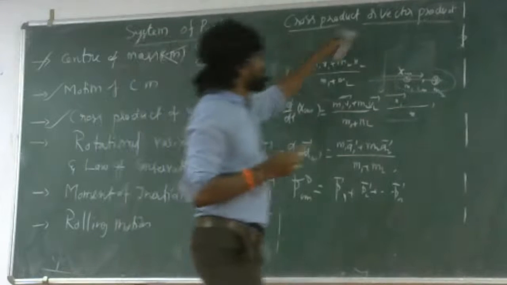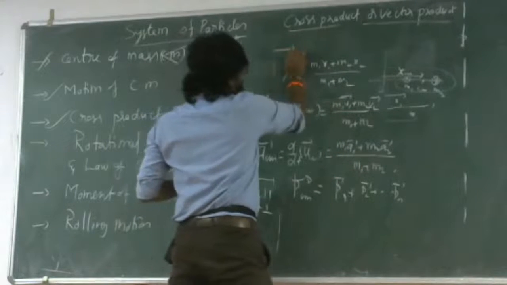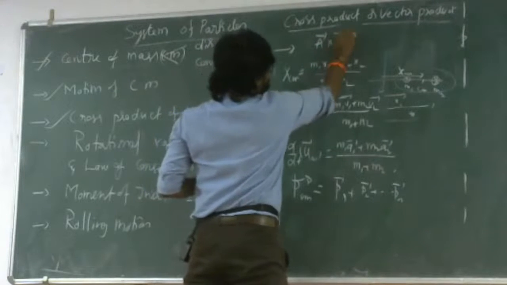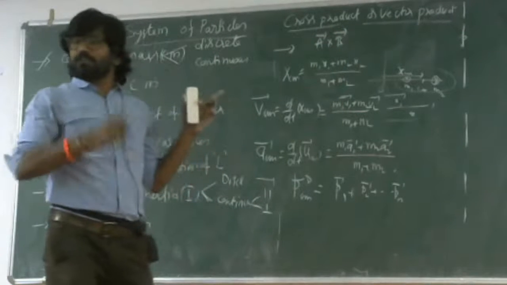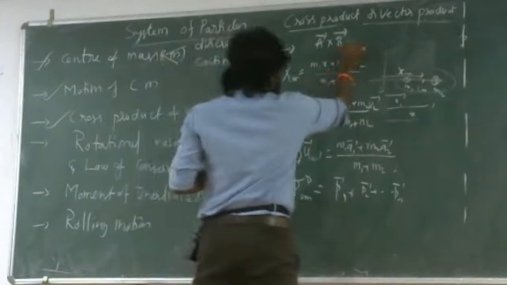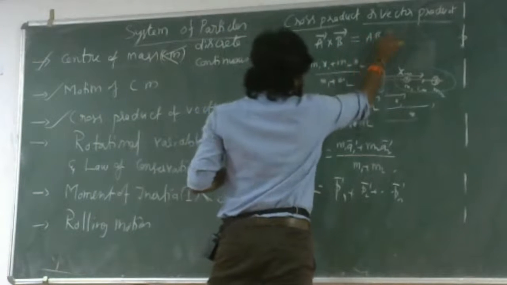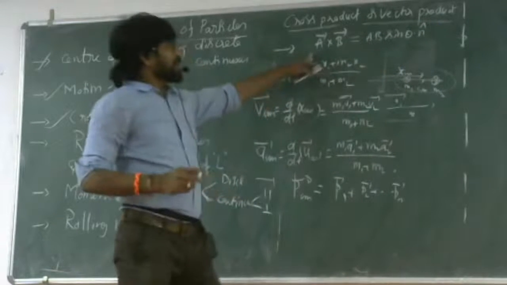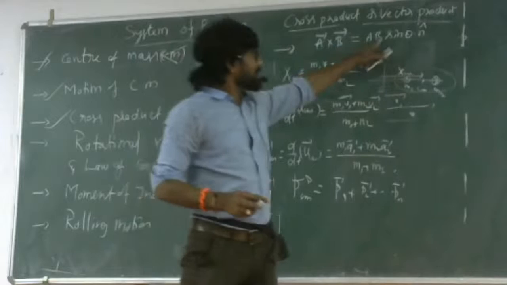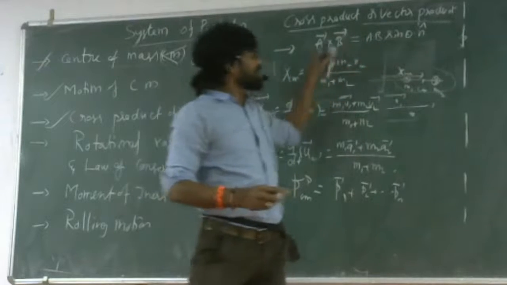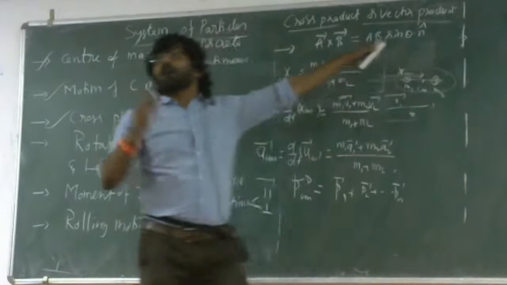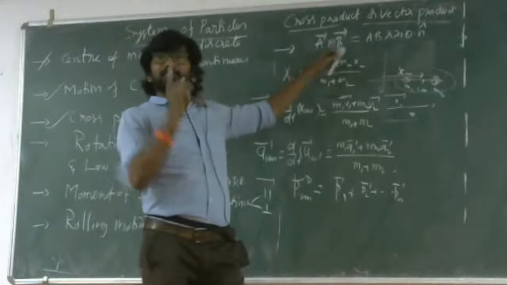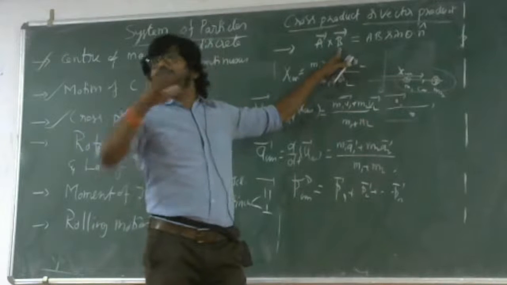That's why we need to have an idea about this. In general, you can write A vector cross B vector is the representation of the cross product of two vectors. It can be expressed as A B sin theta into n cap, where A is the magnitude of A vector, B is the magnitude of B vector, and theta is the angle between these two vectors, and n cap is the unit normal, which is perpendicular to both A vector, B vector, and to the plane containing both of these vectors also.